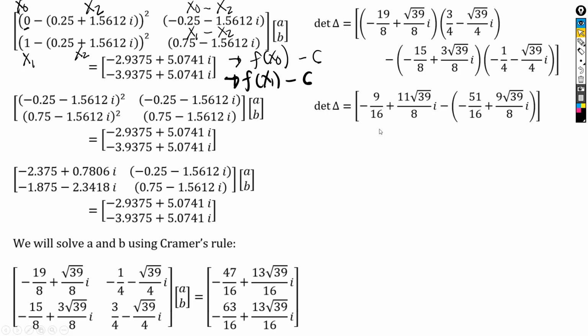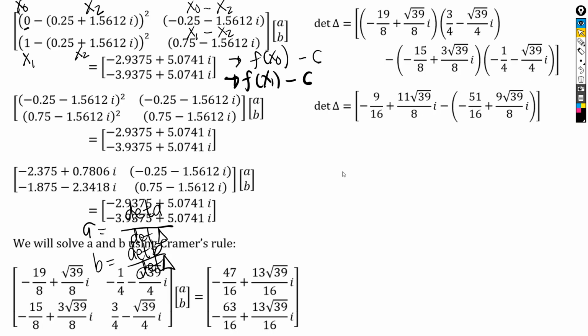So the result is this, the determinant of delta, because if we solve for the value of a using Cramer's rule, we have a equal to the determinant of a over the determinant of delta. As well as for b, we have the determinant of b over the determinant of delta.